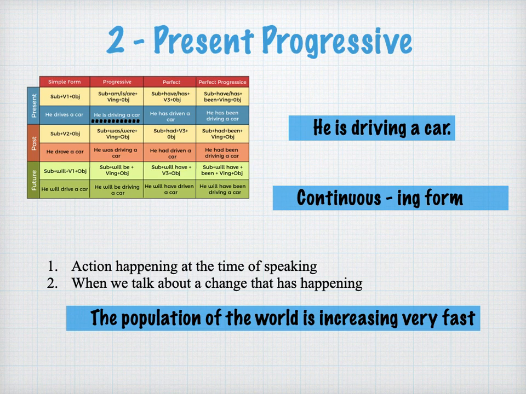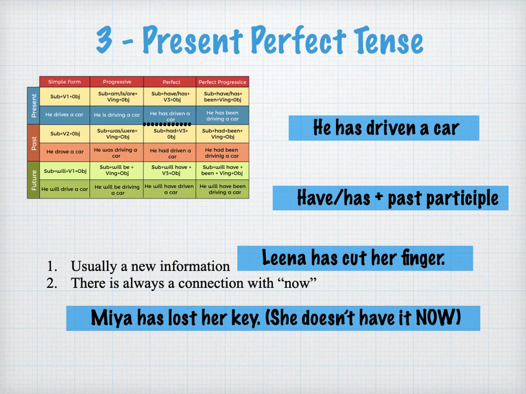Now, moving on to the next one, present perfect tense. You can see we have come to the third part because we have to study all the 4 different aspects of present tense. So the third one is present perfect tense. Always remember, whenever perfect tense comes, either has or have will be put to use. He has driven a car. So have or has plus past participle.